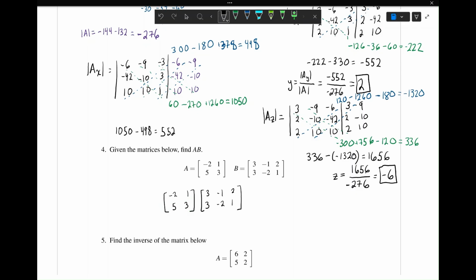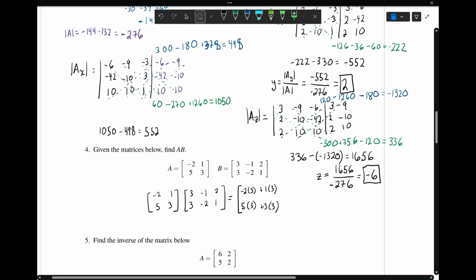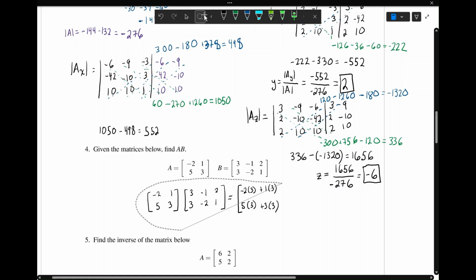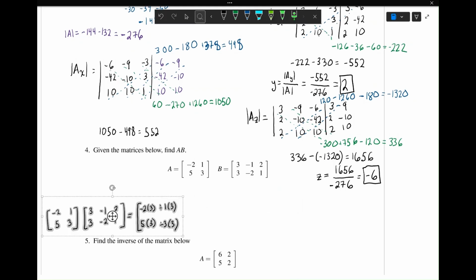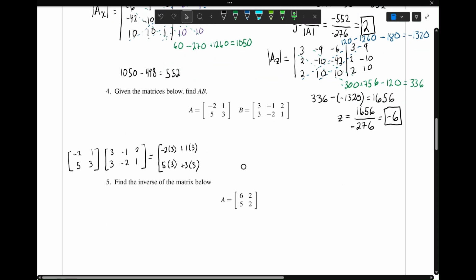So that means that my first column in my new matrix, I'm going to do -2 times 3 plus 1 times 3, because I'm taking that 3 column and smashing it down. I'm going to have 5 times 3 plus 3 times 3. I'm running out of space, so I'm going to take this writing I made and move it over here, just to make my life a little easier.